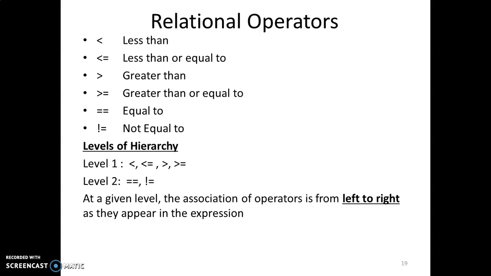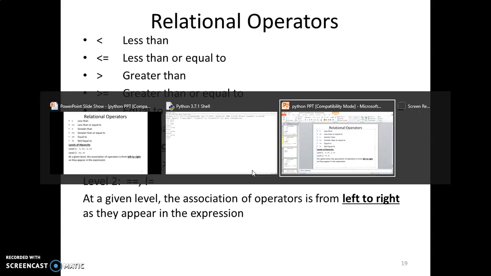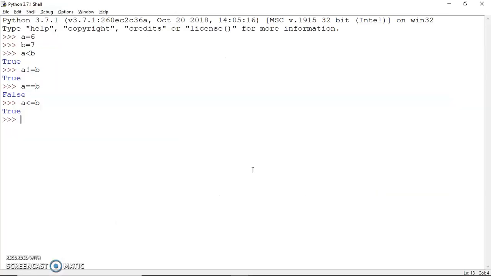programs. And I've told you that the associativity of these operators is from left to right. So if I write, say, a is equal to 5, b is equal to 7, and c is equal to 8, and if I write something like a plus b is greater than c, how would you solve this expression?